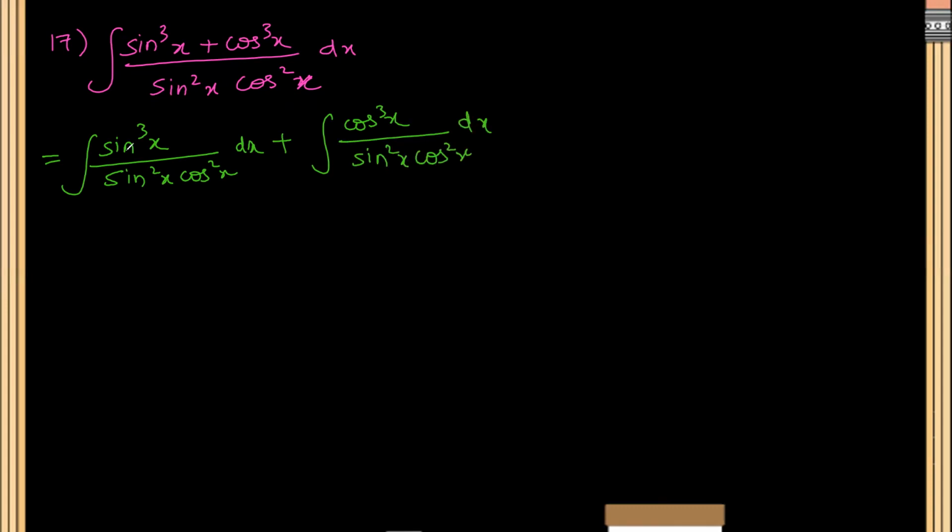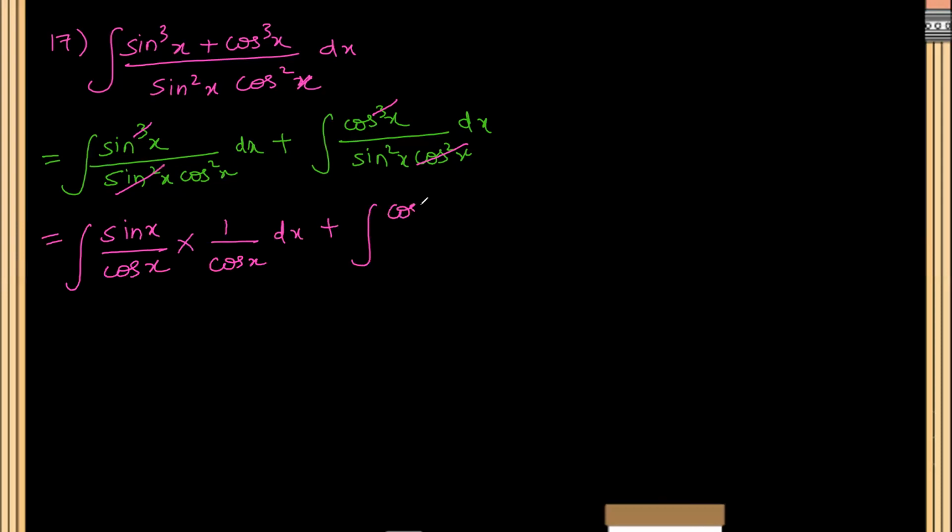If we see, sine square x gets cancelled, and we have one sine x in the numerator. Cos square x gets cancelled, and we have one cos x in the denominator. So one cos x we combine with this sine x and let one cos x be as it is. Plus, similarly, the same way we do it here: one sine x we combine with cos x and let one sine x be in the denominator.